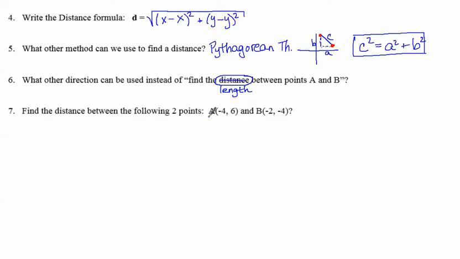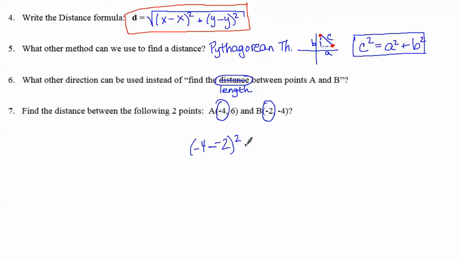In problem 7, they ask us to find the distance between these 2 points. We're going to be using the distance formula that we have up here. So let's see how we use that. You take the x's, which are the front numbers of each point, and you subtract -4 minus a -2, and you square it. And you put a plus in between, and then you take the y terms, you subtract them, 6 minus a -4, and you square them, and all of that goes inside the square root.